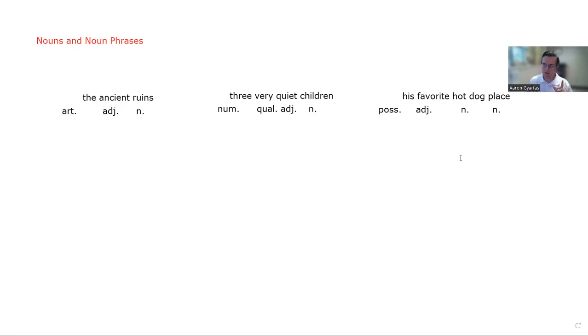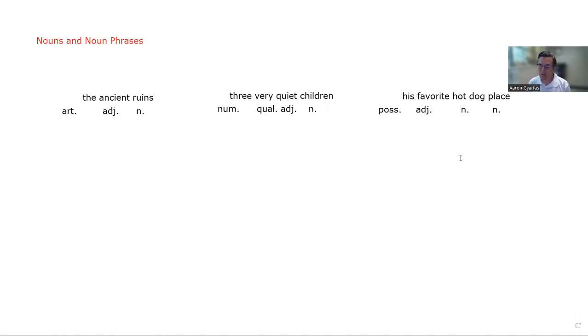The is an article. If you label this determiner, that's also correct. Articles are determiners. Ancient, adjective; ruins, that's a noun. In the next phrase, the number 3, that's a number. Again, numbers are determiners, so if you label that determiner, that's fine. Very is a qualifier. Quiet, adjective. Children, noun. Very quiet children. Not my children, but maybe somebody out there is lucky and has 3 very quiet children.